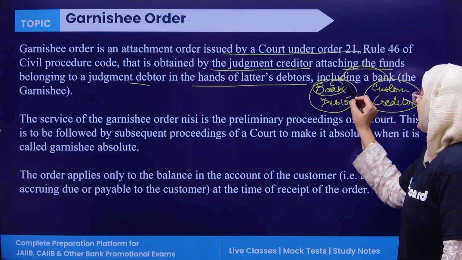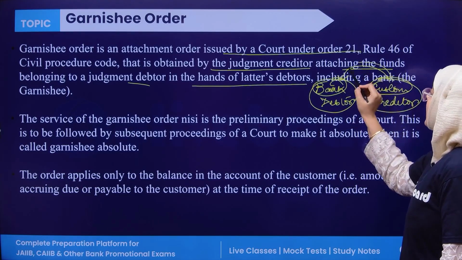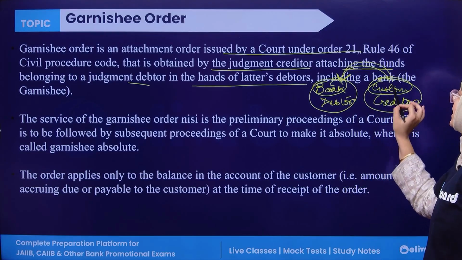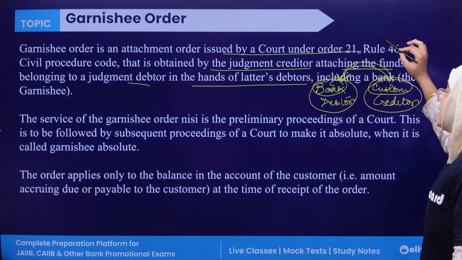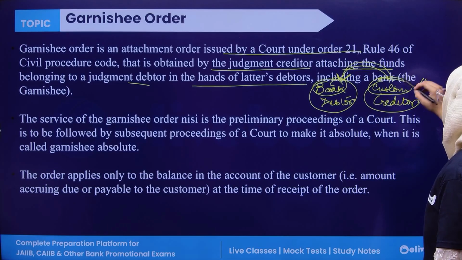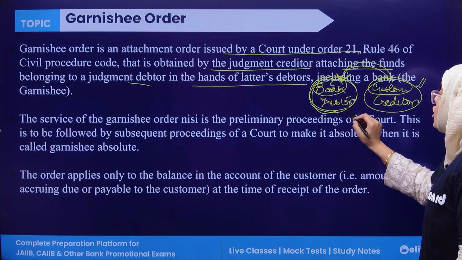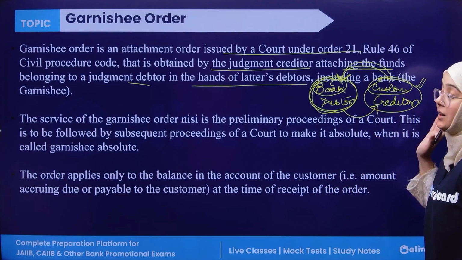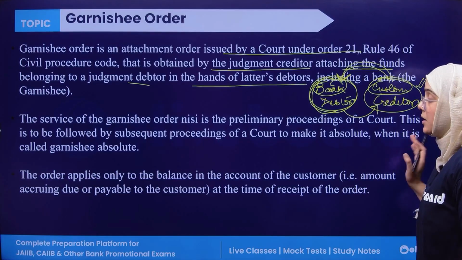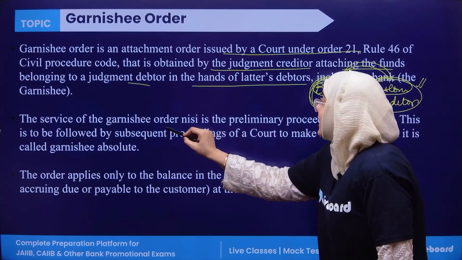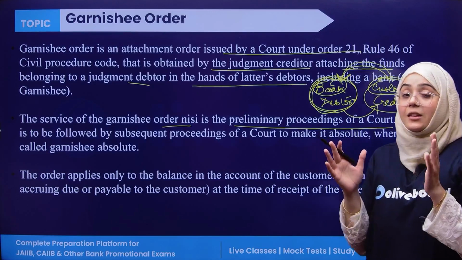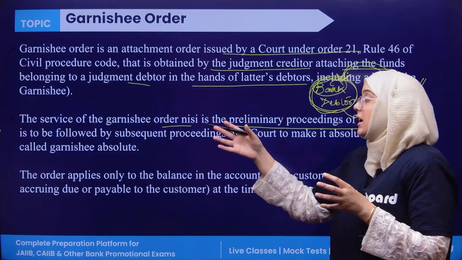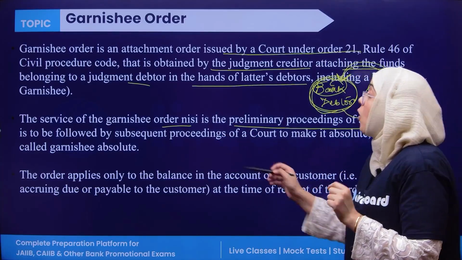It means if the bank is a debtor and the customer is a creditor and the customer has deposited their money with the bank, and now the bank is not giving back this money to the customer, in this case the customer can ask for a garnishee order. The court issues a garnishee order in favor of the judgment creditor, ordering the bank, the debtor, to hand over all the amount which is due. This is known as the garnishee order. The service of the garnishee order NISI is the preliminary proceeding. The first thing that the court gives in the steps of the garnishee order is the garnishee NISI or the order NISI.